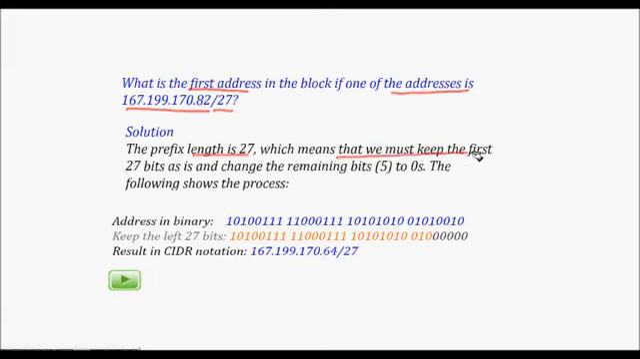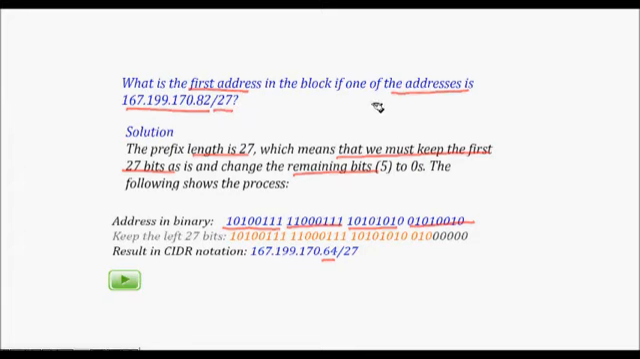The prefix length is 27, which means that we must keep the first 27 bits as it is and change the remaining 5 bits to 0. The following shows the process. The address in binary for this one is there. This is the first decimal, second, third and fourth. We keep the left 27 bits and the rest of them we put at 0. So the address becomes 167.199.170.64. We just need to check the last byte.